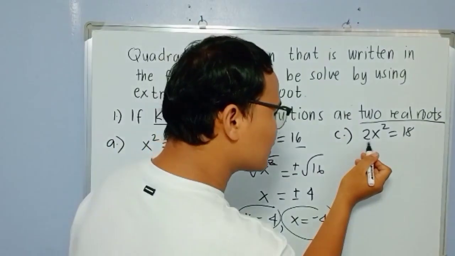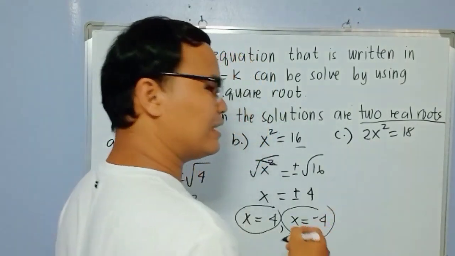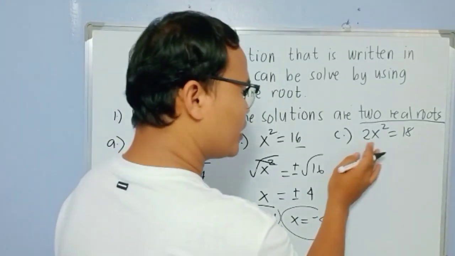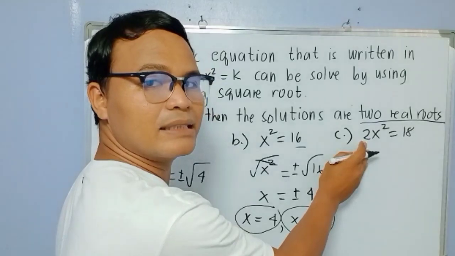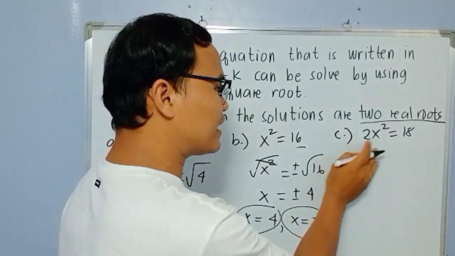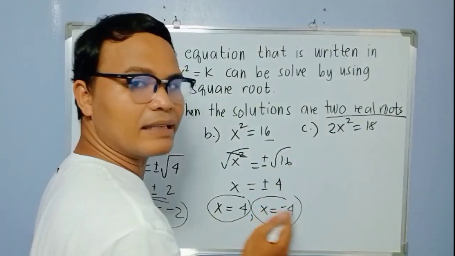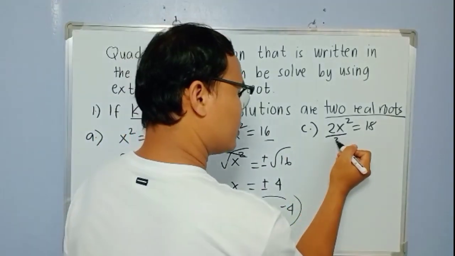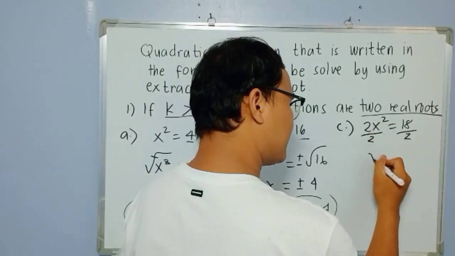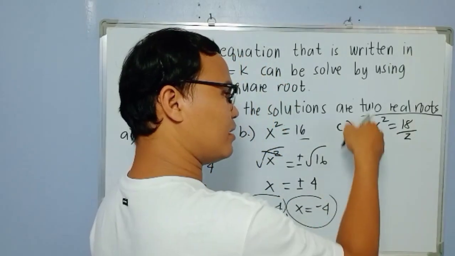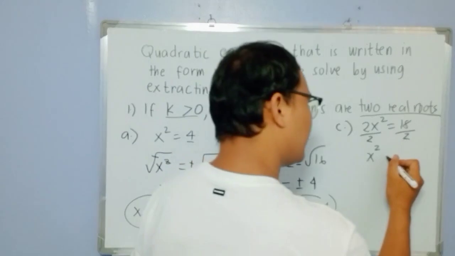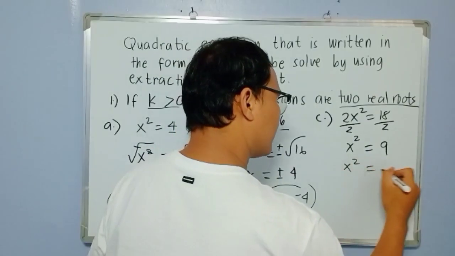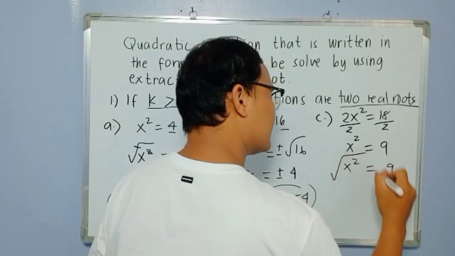So, pag yung coefficient ni x squared is not equal to 1, ang gagawin natin, hindi po basta-basta i-cancel out to. Ang gagawin natin is mag-divide both sides by 2. It becomes x squared because 2 divided by 2 is 1. And then 9. Extract square root both sides.